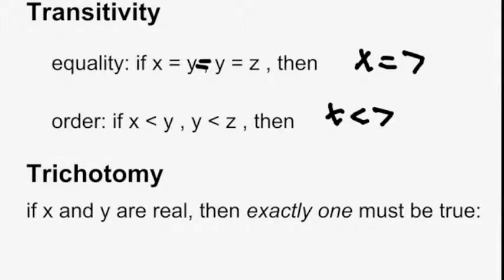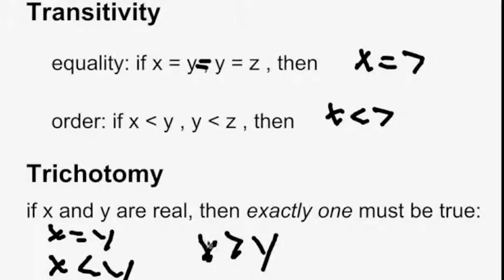For trichotomy, the property states that if x and y are real, then exactly one of the following must be true. x must equal y, x must be less than y, or x must be greater than y. It might seem complicated, but it is true that if you have a number, a different number is either equal to it, greater than it, or less than it. And that is chapter 1.